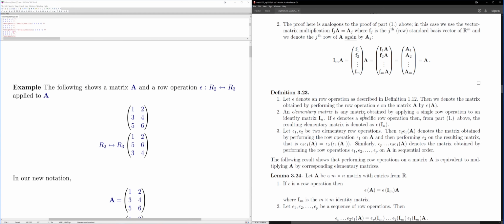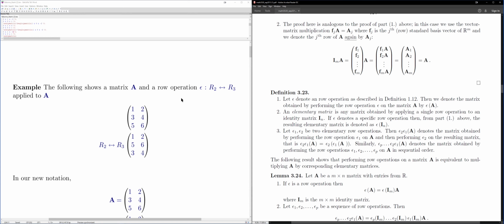Alright, so I'll need some definitions and some notation. I have a matrix A, and what I'm going to do is a row operation on it. This is the same type of row operations that we saw before. We have three types: I can switch two rows, I can multiply a row by a non-zero scalar, or add a multiple of one row to another row.